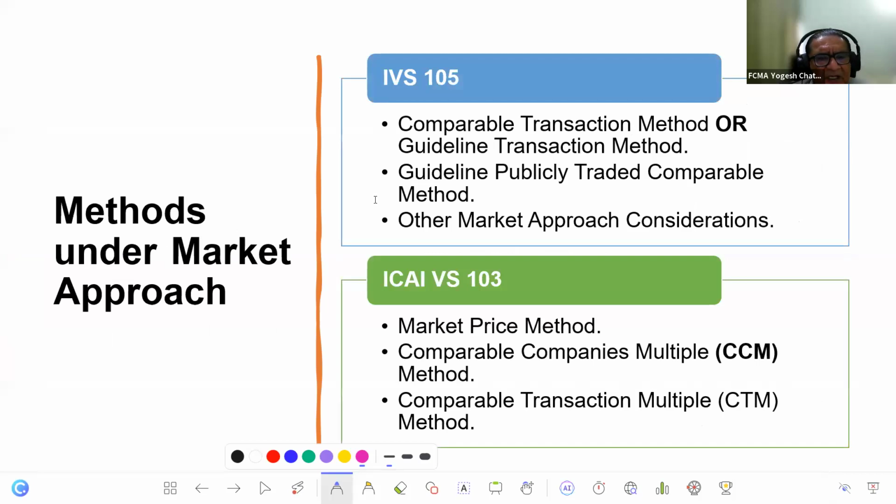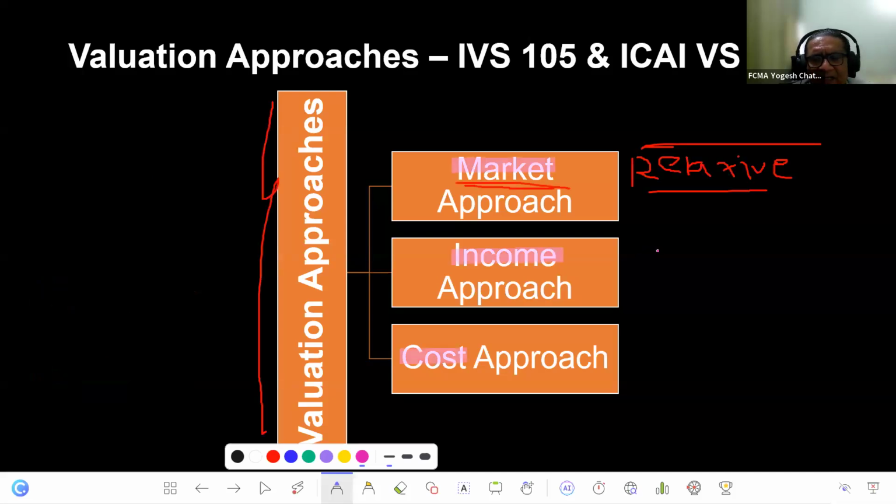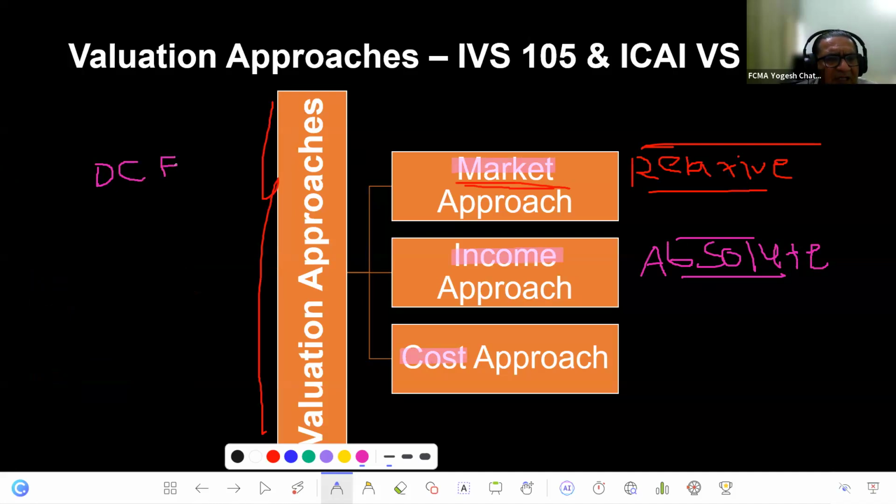we have the next approach, which is the income approach. The income approach is also known as the absolute approach, and also as the present value approach. Those of us from a finance background already understand that we have made use of the income approach. The main method of valuation under the income approach is the DCF, the discounted cash flow method.